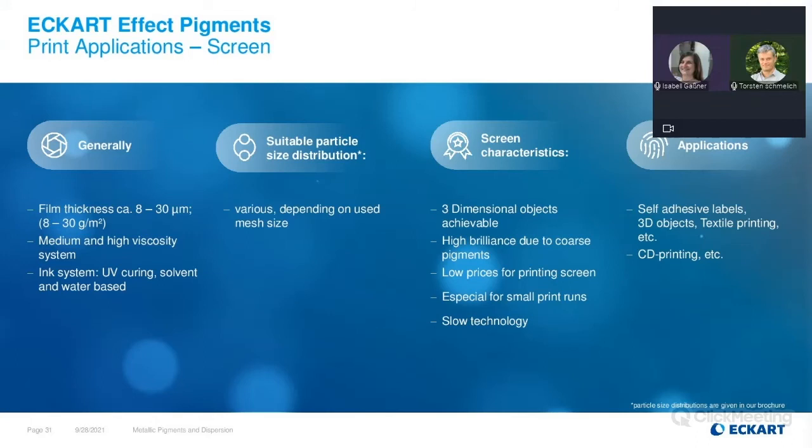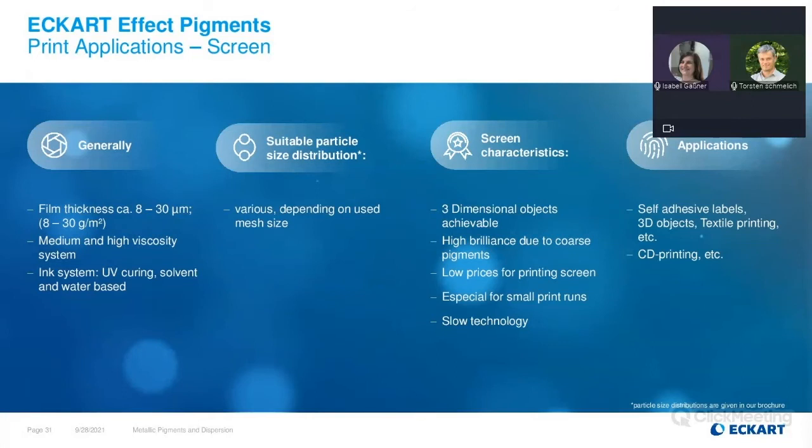The application can vary greatly in terms of their film thicknesses. So rather thin layers achieved by mirror effect pigment based inks, which have a thickness of maybe only 1 to 2 micron in dry film. Then others might have a film thickness of about 8 to 30 micron. That means comparably 8 to 30 gram per square meter film weight application. It's a medium high or high viscosity ink system, especially in flatbed. Viscosity is even higher than for the rotary screen application. But all kinds of ink systems can be used: UV curing, solvent and water-based.